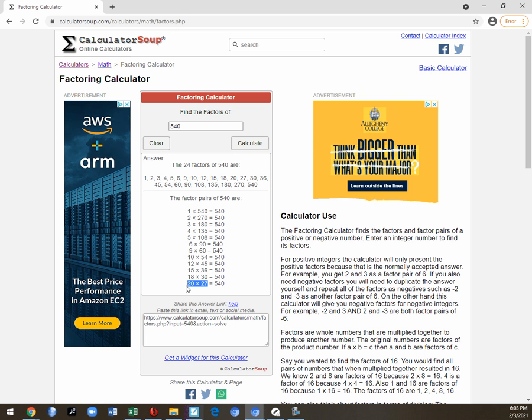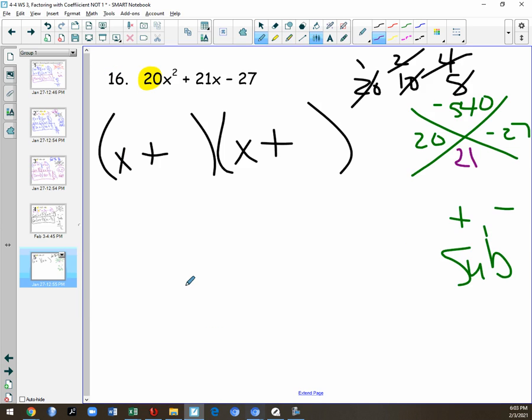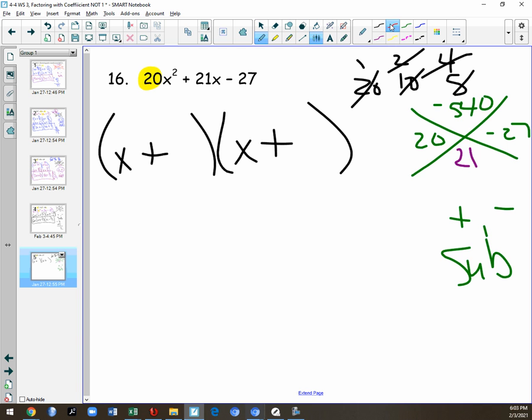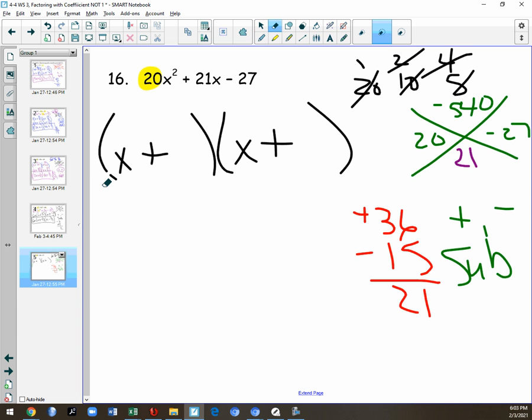Well, 27 minus 20, is that going to give me a 21? No. 30 minus 18 is going to give us a 12. How about 36 minus 15? That gives you a 21. So 36 minus 15 is going to give us the 21 that we wanted. The 36 has to be positive. Sorry, I already have it there. Let me erase this. So I'm going to have a 36 over 20 and a negative 15 over 20.